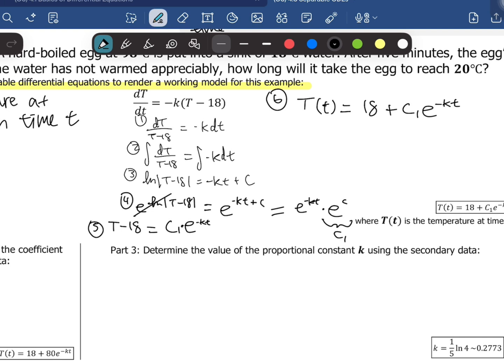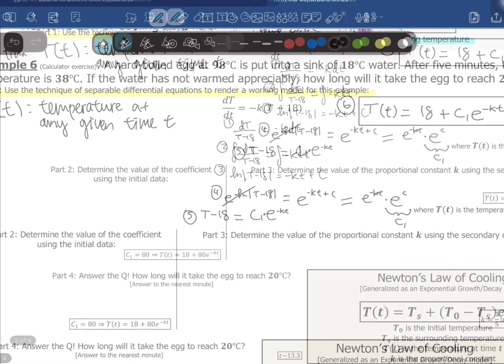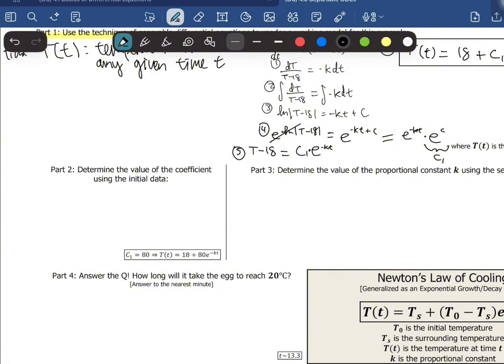And there we go. We have the original function. Hey, I didn't want an oval. I wanted a rectangle. That's better. Okay, moving on to part 2.